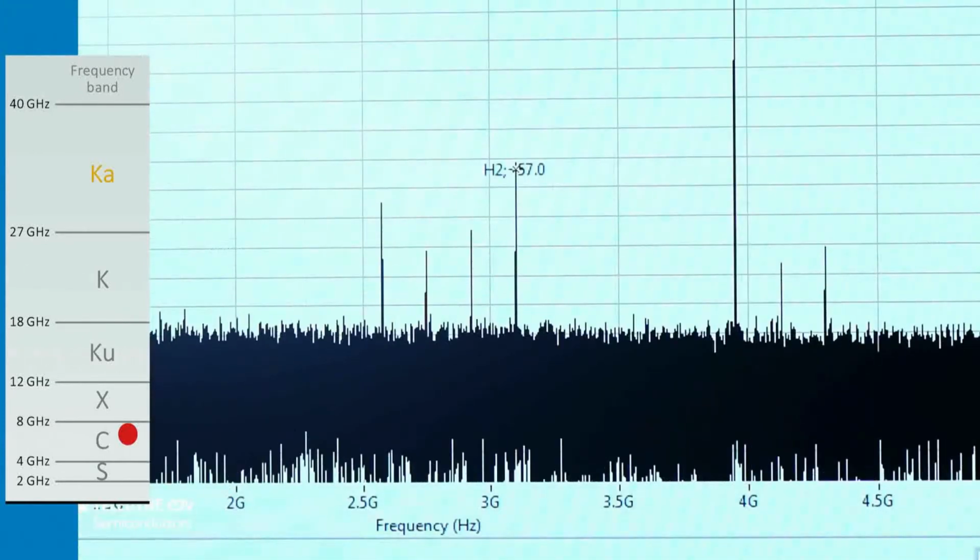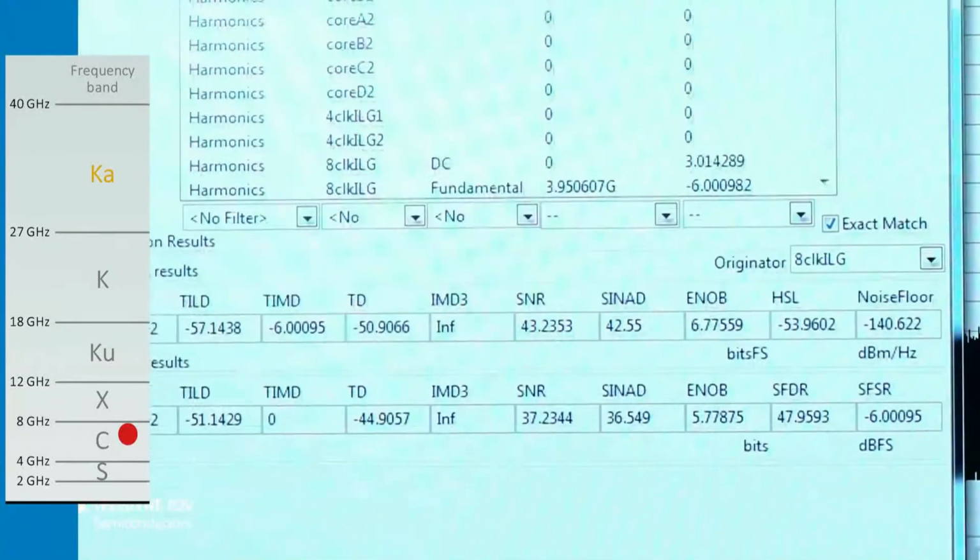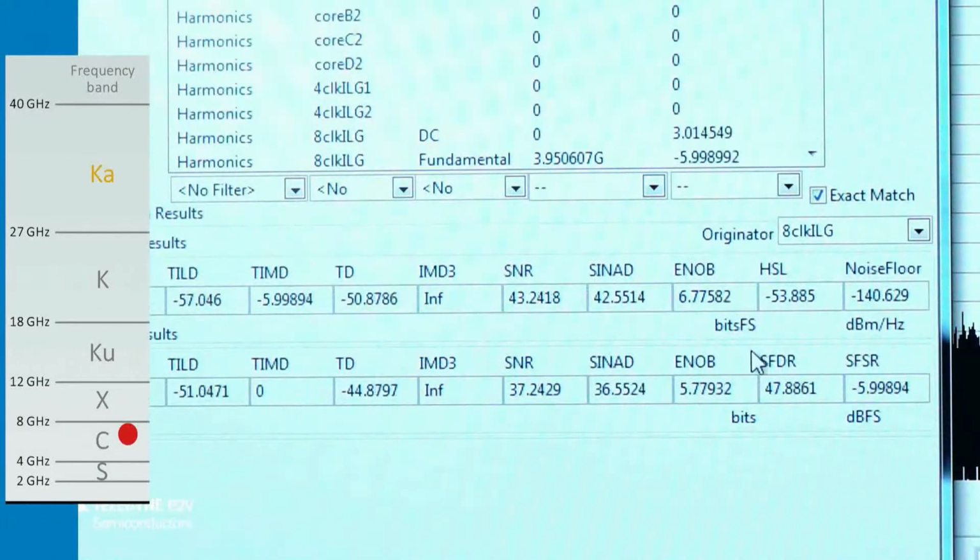So I can show you some performance metrics. For example, here in this table, you can see the SFDR or spurious-free dynamic range around 48 dB relative to the carrier. Also, the SNR is plotted here, 30 dB, 37 dB.